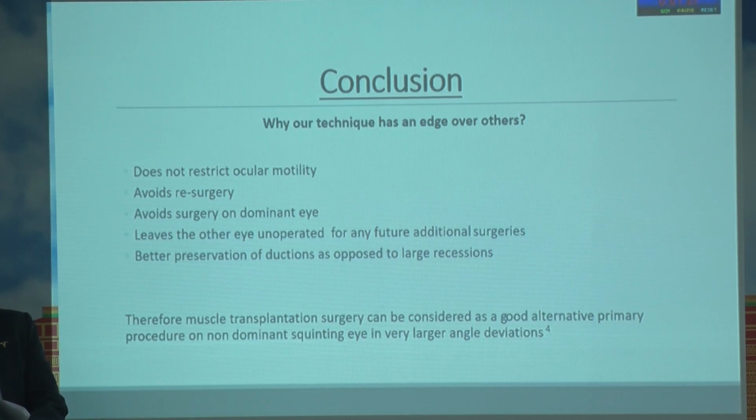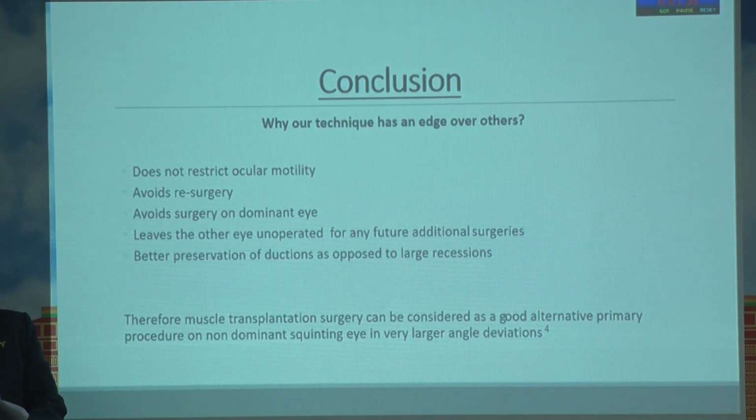You can operate only on the non-dominant eye, so you're avoiding surgery on the dominant eye. And you can leave the other eye unoperated for any further additional surgeries. And there is no restriction of movement. So we can consider this muscle transplantation surgery as a good alternative primary surgery on a non-dominant squinting eye in case of large angle deviations. Thank you.